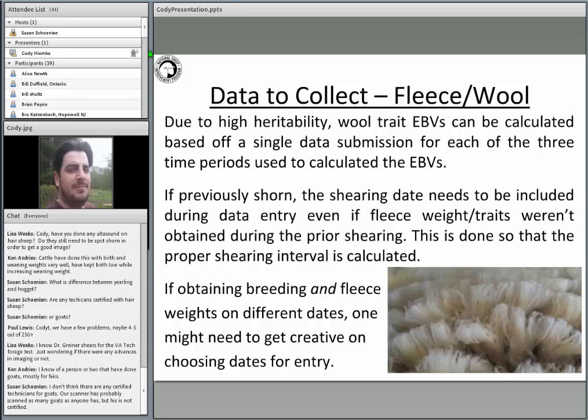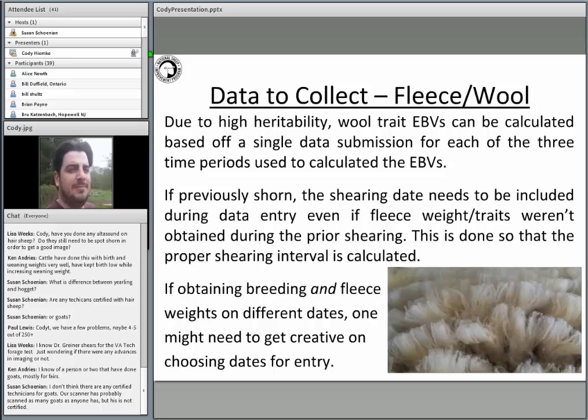So that's something to note. And one thing I learned when I was reading in there, and I don't know if Chris was going to cover this when he talks about entering the data, but if you're putting your first wool data into the system, you need to provide an earlier shearing date so that the duration or the shearing interval can be calculated.